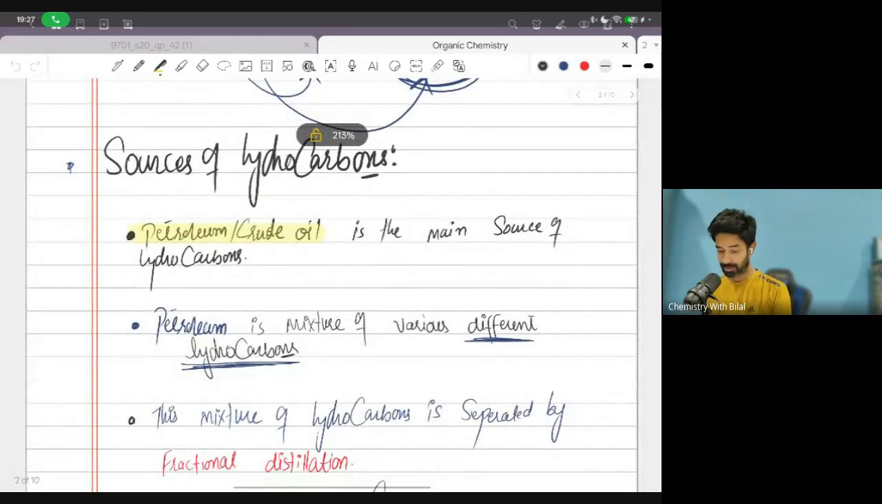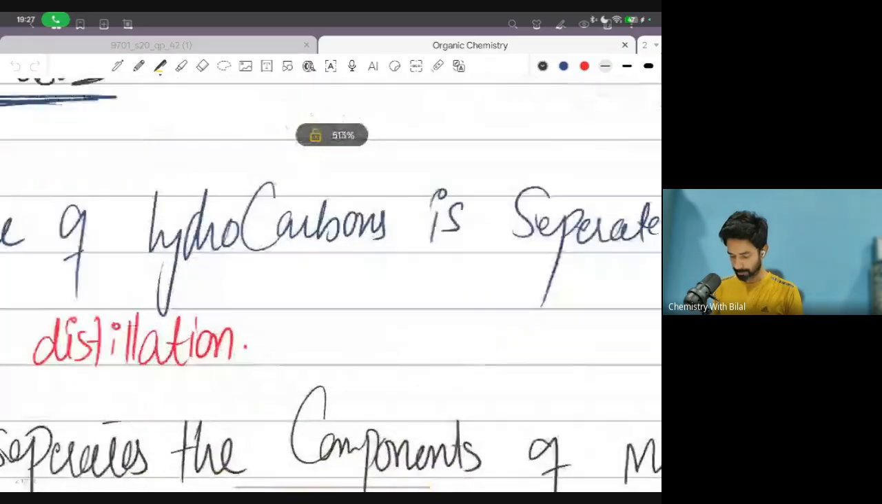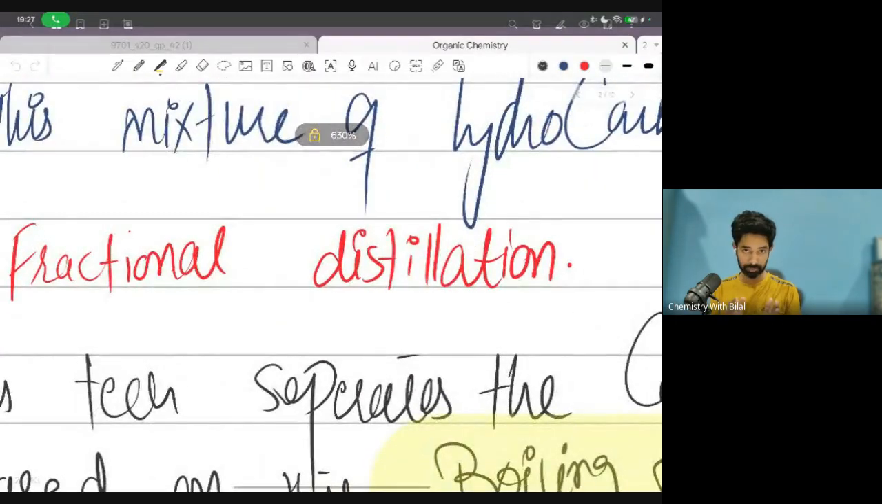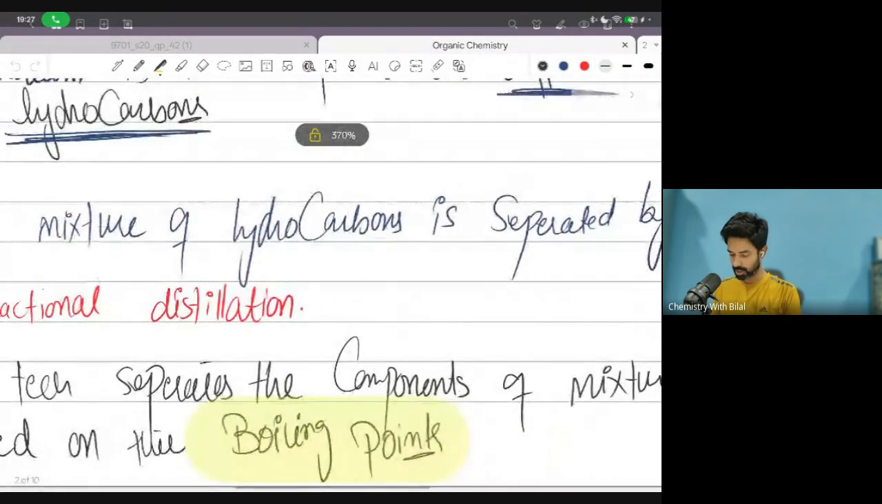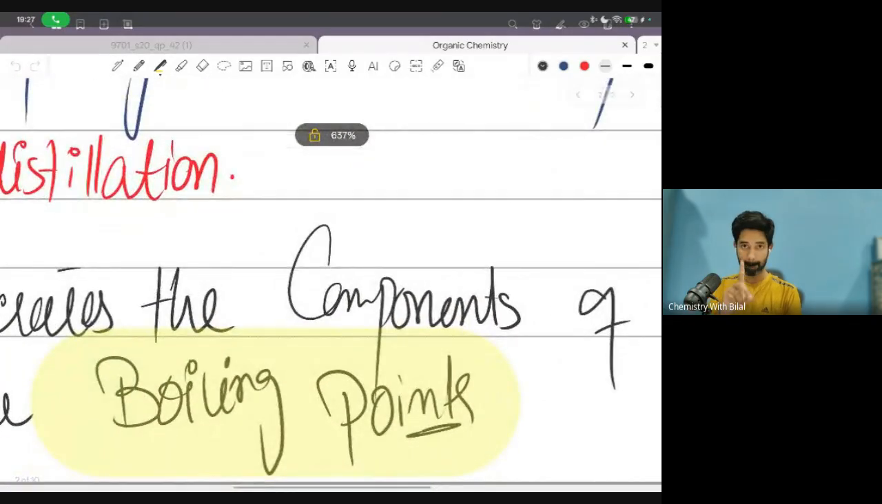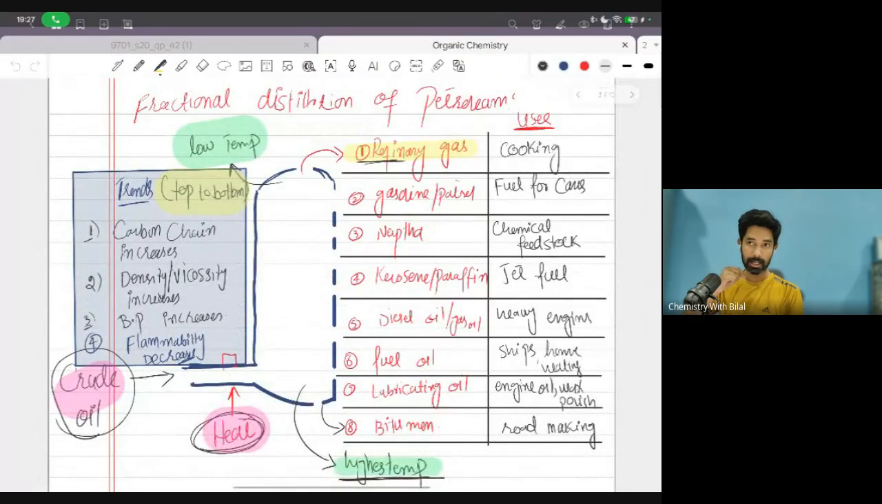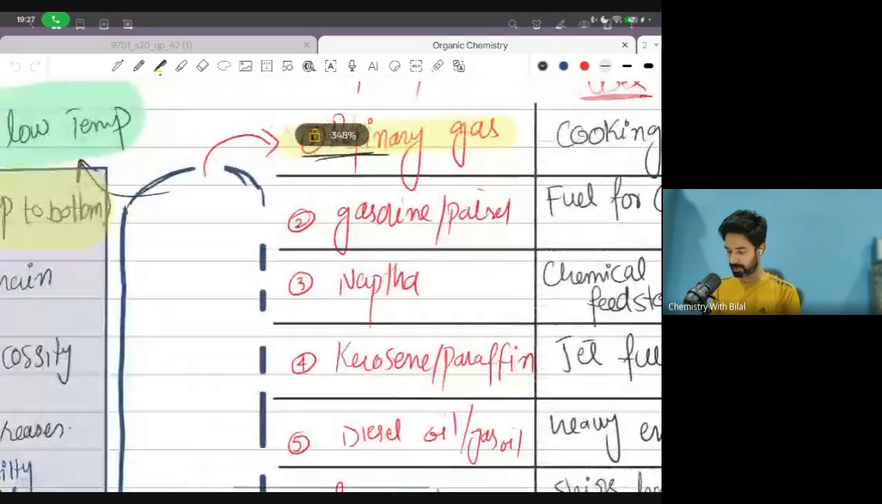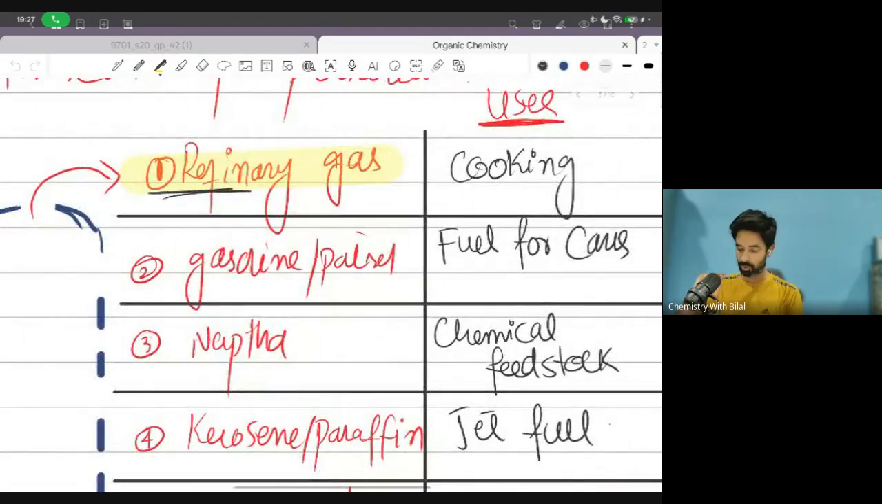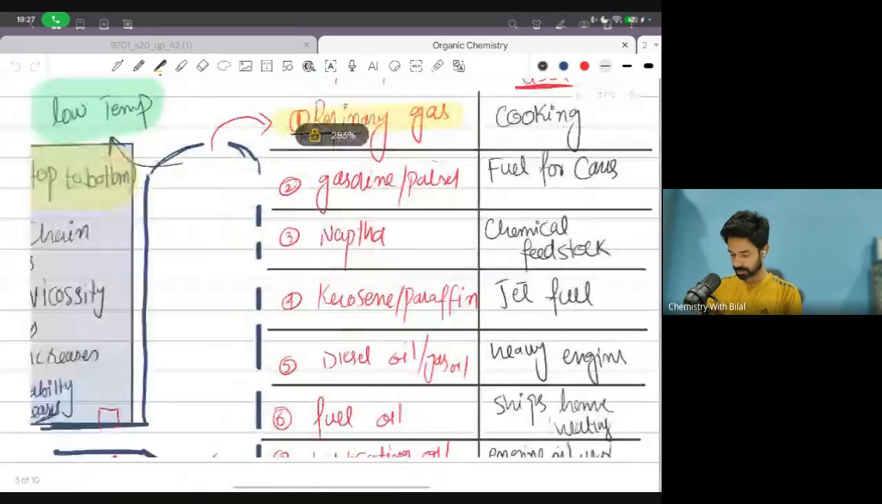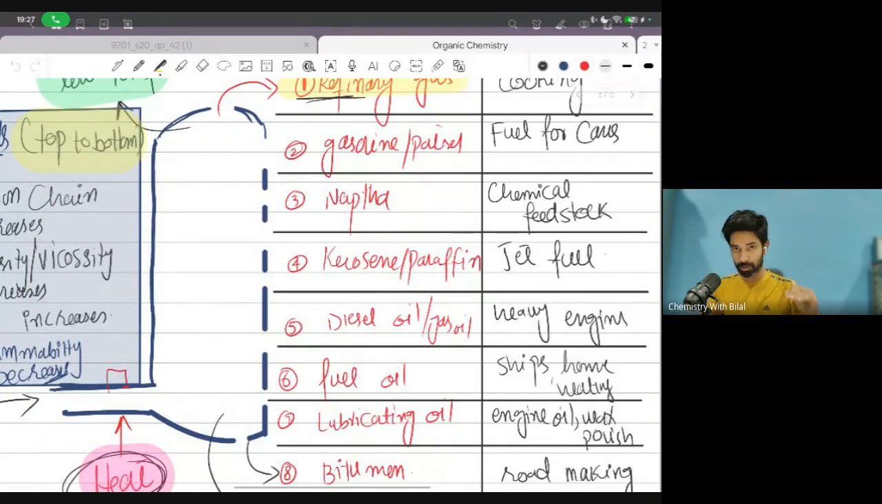Well done, Zoya. Okay, so the main source of hydrocarbon is crude oil, which is a mixture. And now we separate the mixture using a technique called fractional distillation, which separates the components based on their boiling points. And here is the fractionating column where you heat, and on their boiling point, they boil off, they distill off. The very first fraction that is distilled off, collected at the top, is called refinery gas, used for cooking, then gasoline, naphtha. Every fraction is important. As I mentioned, you need to learn these fractions in order, and their uses as well.